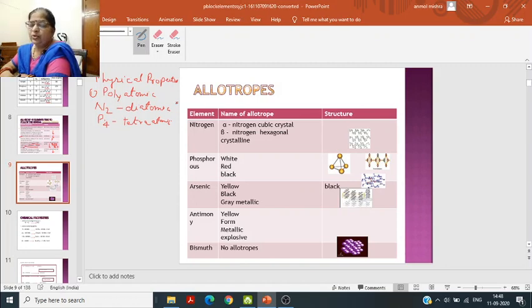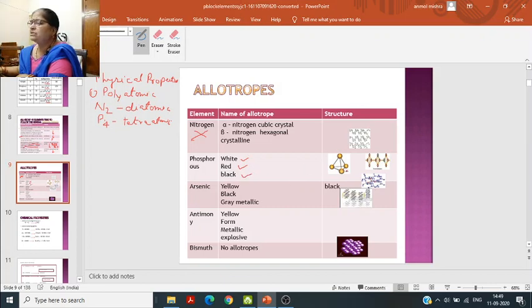Now what are allotropes? Allotropes are the existence of an element in different structural arrangements, so they are called allotropes. Except nitrogen, all the elements show allotropy. In NCERT it is not given that nitrogen does not show allotropy. Phosphorus shows three kinds of allotropes: white phosphorus, red phosphorus, black phosphorus.